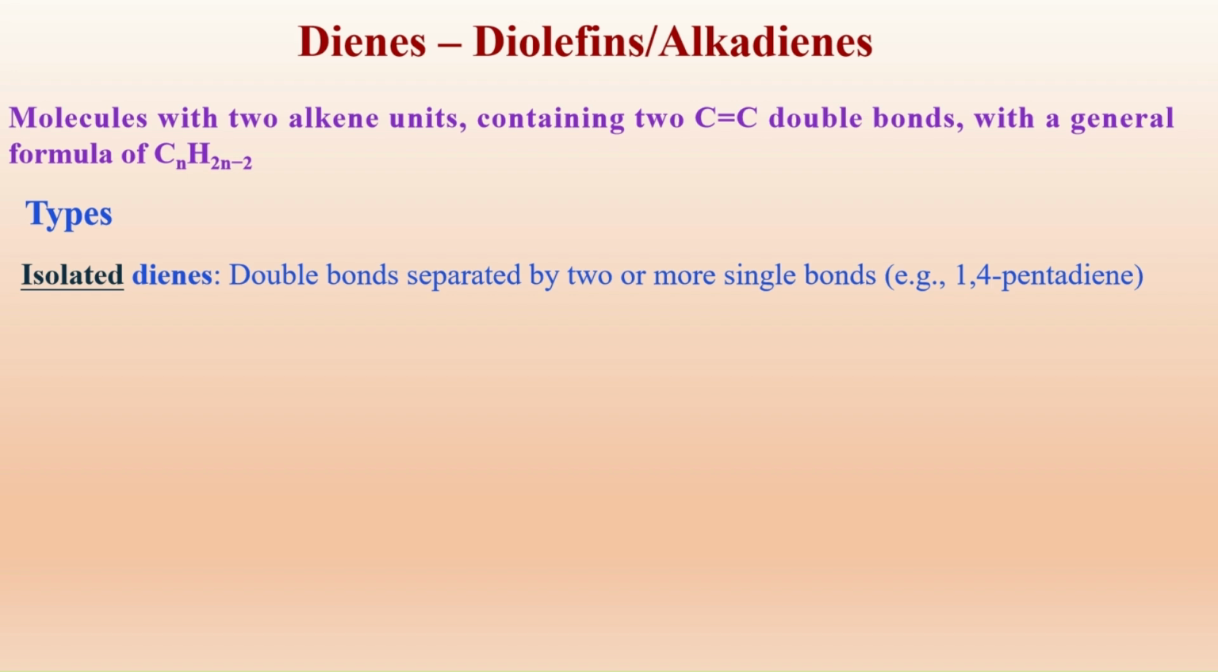The first type of dienes are isolated dienes. It has two double bonds, and these two double bonds are separated by two or more single bonds. The simplest example of an isolated diene is 1,4-pentadiene. As indicated here, penta means there are 5 carbons and the double bonds are at the 1 and 4 positions.